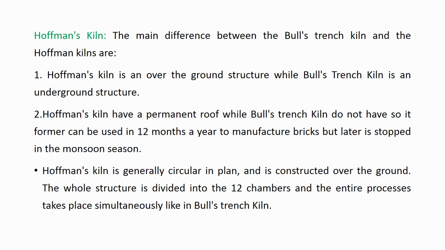So what is the difference? Bull Trench kiln is underground, Hoffman's kiln is above the ground. In the Bull Trench kiln you don't have a permanent roof; in the Hoffman's kiln you have a permanent roof. In the Bull Trench kiln you cannot use it in the monsoon season; in the Hoffman's kiln you can use it 12 months a year, and every day you can produce bricks. So remember the difference between Hoffman's kiln and Bull Trench kiln.